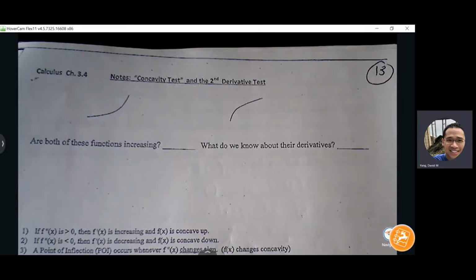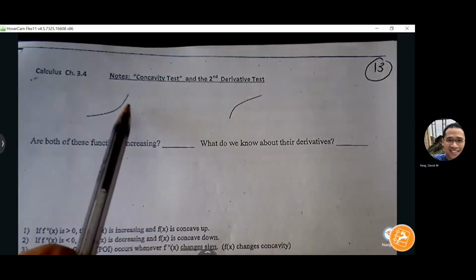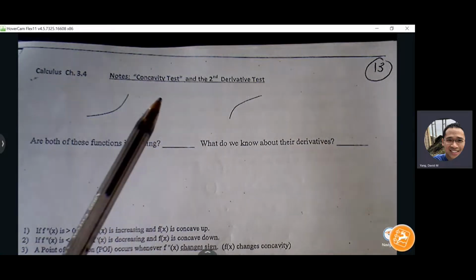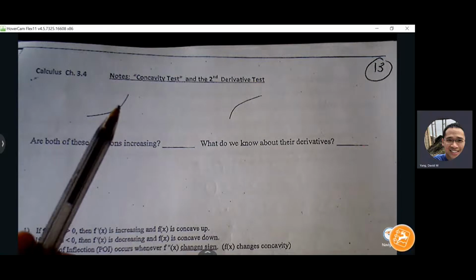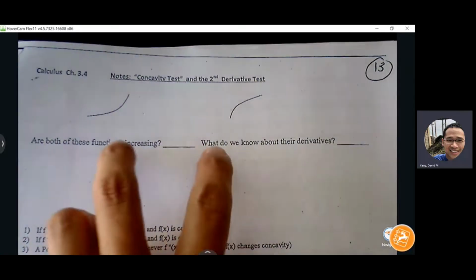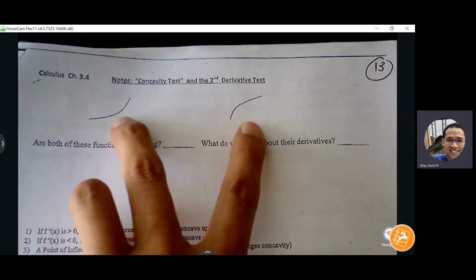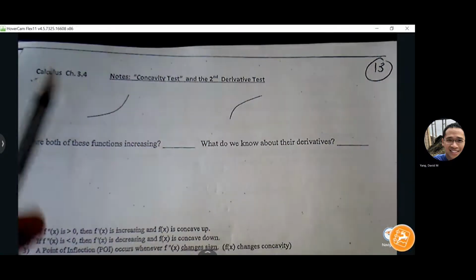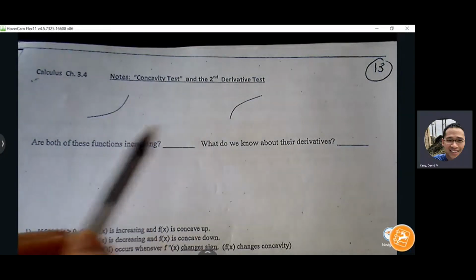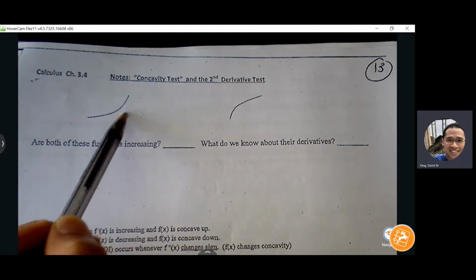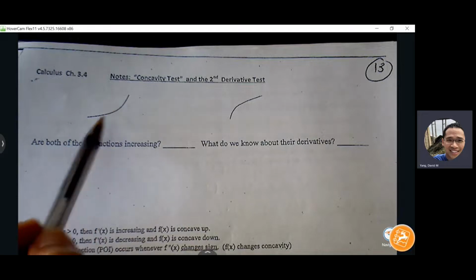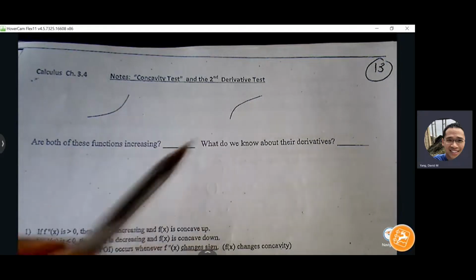Okay, so now we're going to go a little further than just talking about slope. Let's make some observations here. What do you notice about the slopes of these two curves? What's similar? They're both positive, right? But you can obviously tell that the curvature is different, and that's because their slope is changing at different rates.